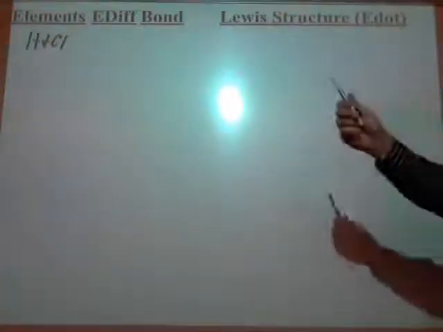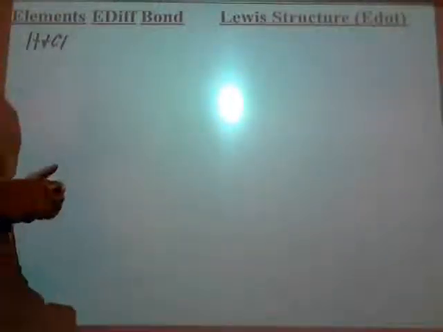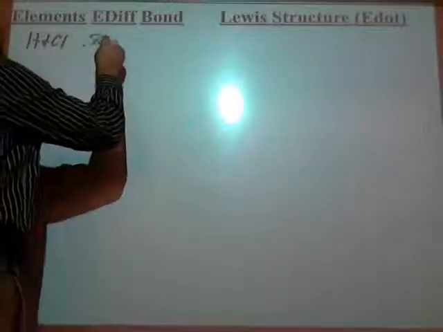Look at the difference. You need the polarity charts. You need the electronegativity charts. Get them out. What's the difference between H and Cl? Cl is 3.00. What's H? 2 point something? What do you see for a difference? 0.80? 0.80? Okay.